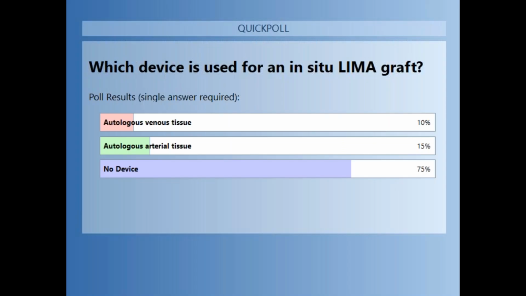And we have 10% who said autologous venous tissue, 15% said autologous arterial tissue, and 75% said no device. Okay, so the LIMA graft, or left internal mammary artery graft, wouldn't be venous because there's no venous tissue involved at all. And it might be tempting to go with autologous arterial tissue, but the key word here is in situ, meaning that it was only disconnected from the distal end. It's not a free graft, and that's considered to be no device because it was not completely taken out of and put back into the body.